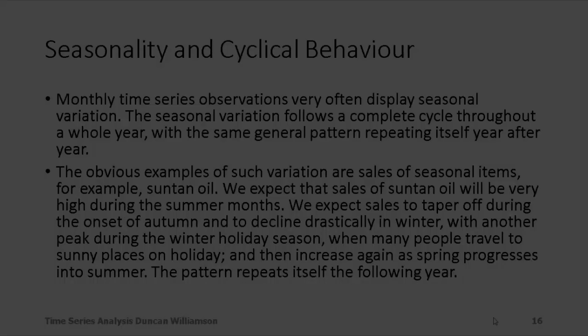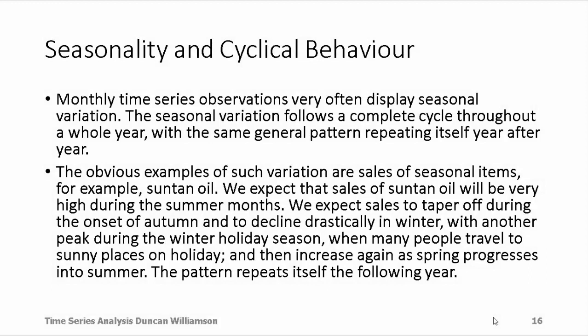Monthly time series observations very often display seasonal variation. The seasonal variation follows a complete cycle throughout a whole year, with the same general pattern repeating itself year after year. Obvious examples of such variation are things like sales of seasonal items such as suntan oil. We expect that sales of suntan oil will be very high during the summer months.